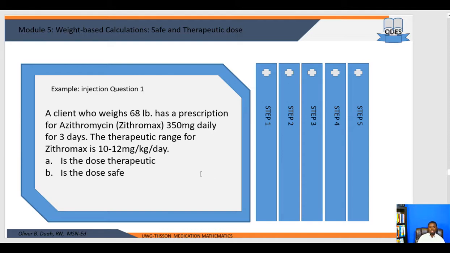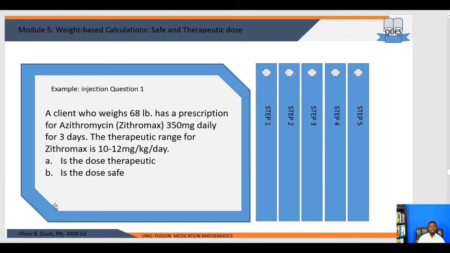Now let's consider some safe dose calculations. Remember, we said we will have to compare this to a therapeutic range. So let's do an example. A client who weighs 68 pounds has a prescription for azithromycin 350 milligrams daily for 3 days. The therapeutic range for Zithromax is 10 to 12 milligrams per kilogram per day. Is this dose therapeutic, and is the dose safe?